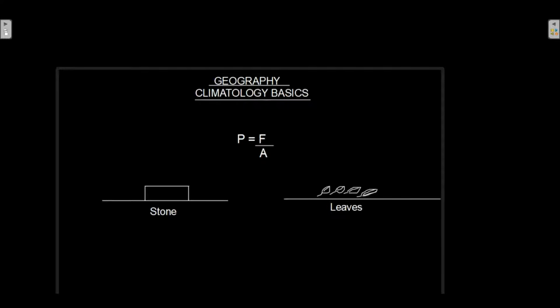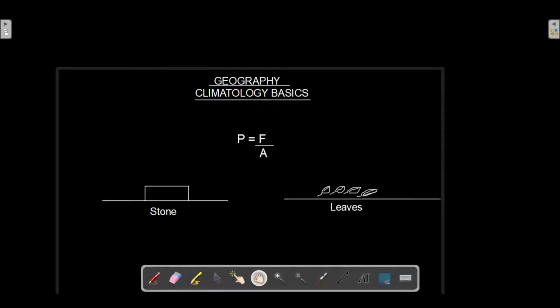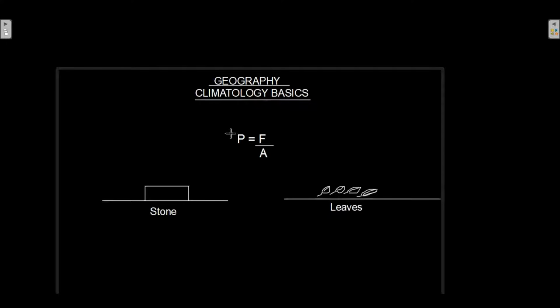Pressure is defined, of course, as the amount of force exerted on a particular surface area, or you can say an amount of force per unit area. That means that pressure considers two elements: the force, and also the surface area that this object is pressing over.